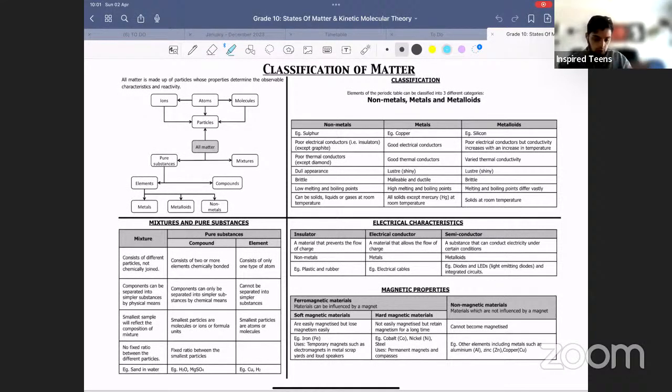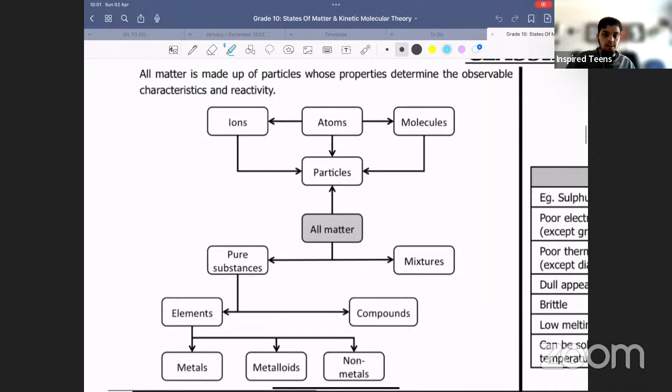Let's have a look at this diagram. It shows us that all matter is made up of particles whose properties determine the observable characteristics and reactivity. Basically it tells us the properties of all matter, how they behave. So we have atoms, which is the smallest unit, and then the atoms can be converted into molecules or ions. Together all of those would refer to what we call particles.